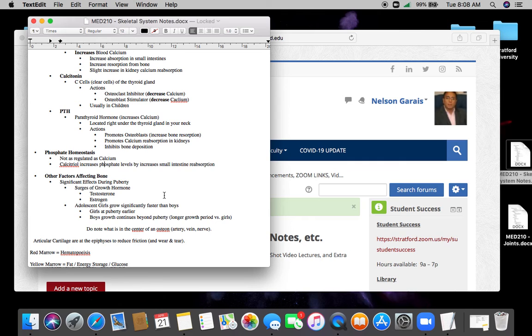Phosphate homeostasis is not as exciting or as regulated as calcium. Those three hormones are really big. And the big question usually on exams is whether it increases or decreases calcium.